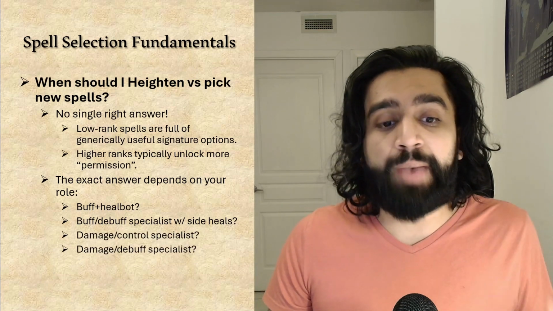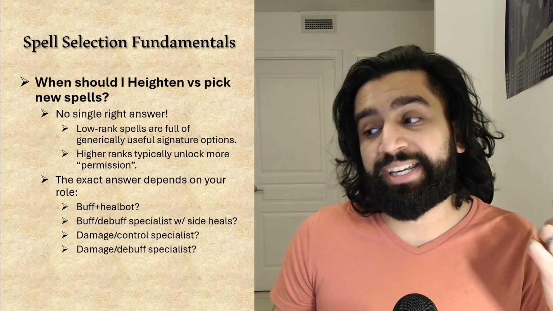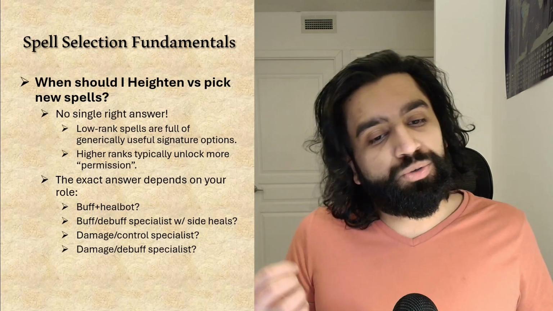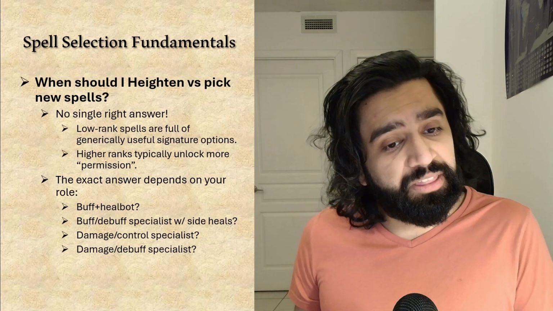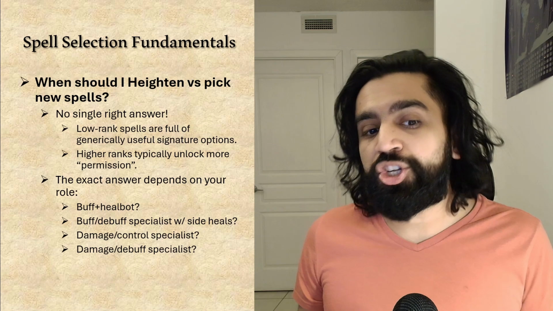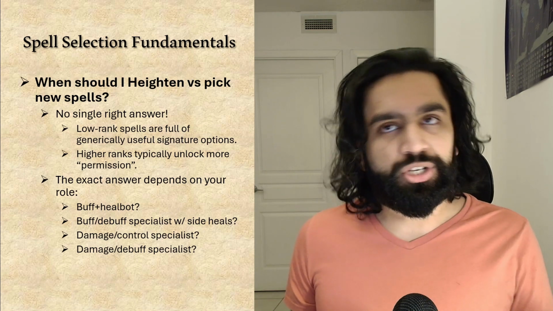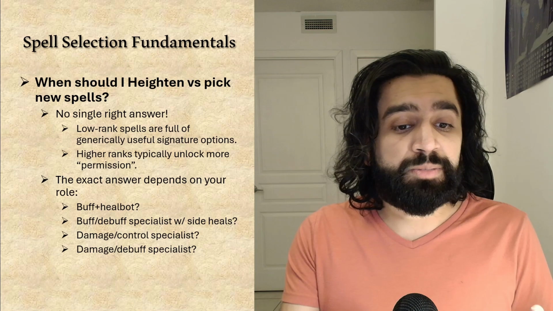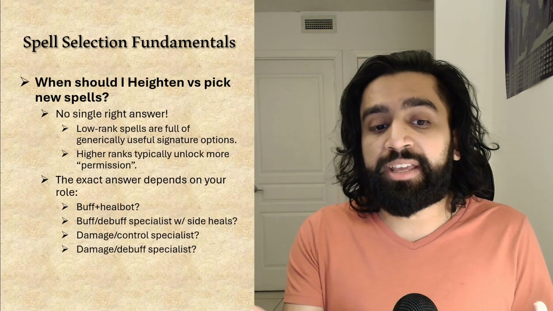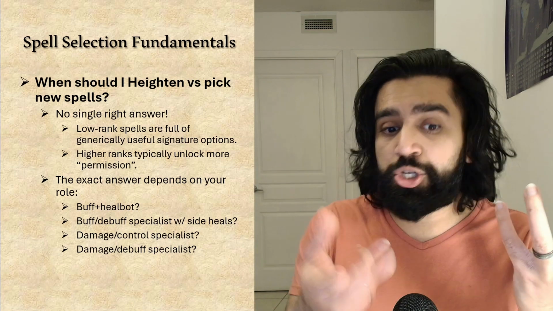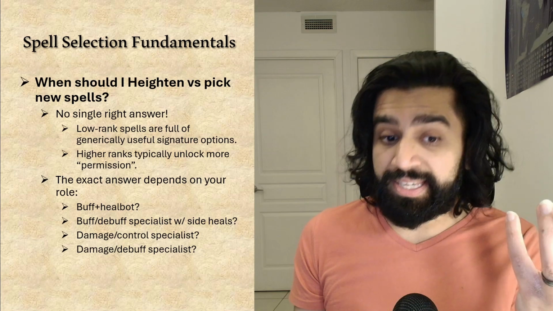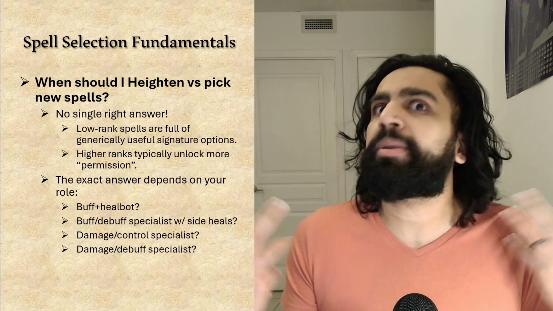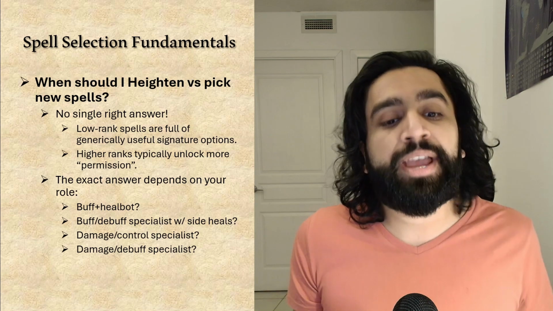What if you're a damage and control specialist or a damage and debuff specialist? Again, damage is something you may choose to heighten. Single target damage, heighten Thunderstrike. Multi-target damage, it's kind of a conversation. Fireball heightens decently, not as good as Eclipse Burst, not as good as Chain Lightning, but it has a tangible advantage over both of those. It's less risky than Chain Lightning, but it's more ally-friendly than Eclipse Burst. You should be considering all three of them. There's no one right answer.